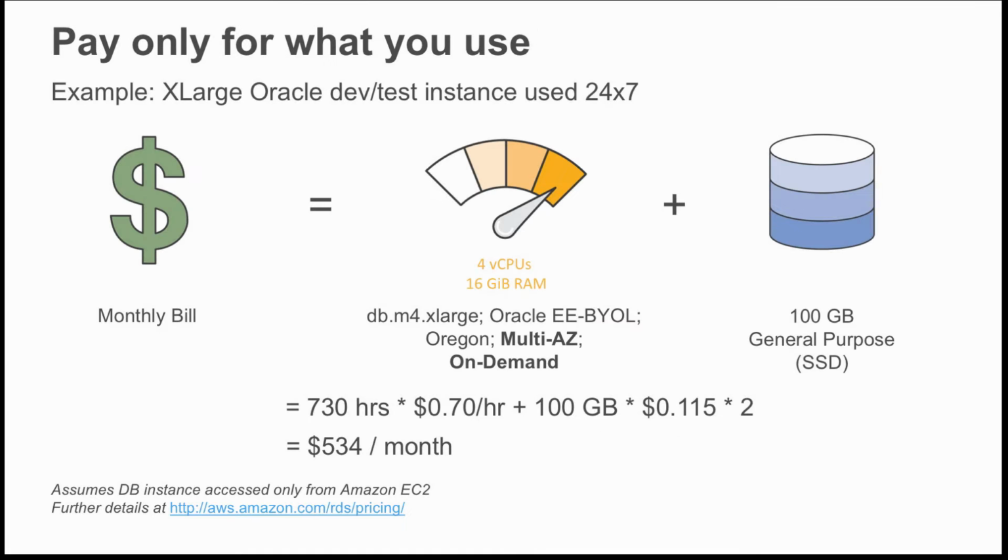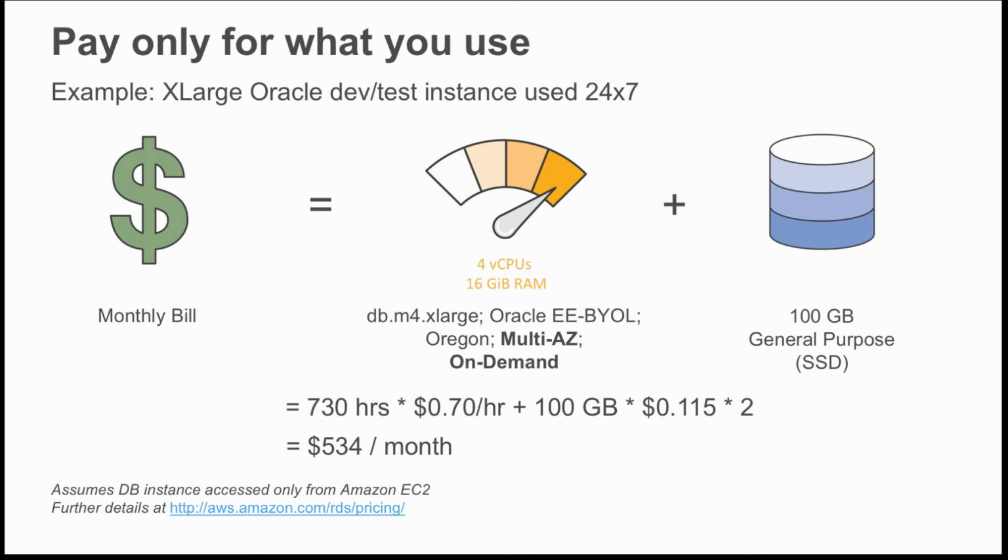So let's compare from an actual costing perspective, pricing perspective, how it'll pan out. How does your monthly bill look? Let's say, for example, you launch an extra large Oracle dev test instance that will be used 24/7. Let's say you'll be running all the time, although it's a dev test instance, and you're running an M4 extra large instance using your own license. Bring your own license model with Oracle, and you're picking the Oregon region, which is US West 2, in the multi-AZ on-demand model with 100 GB of SSD storage.